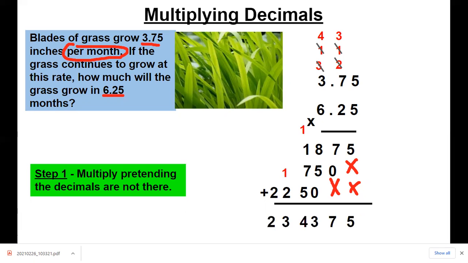Now I have to figure out where to put my decimal. So I look at the first number up above.